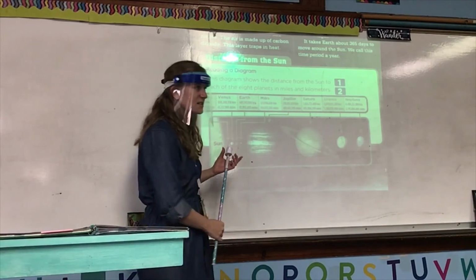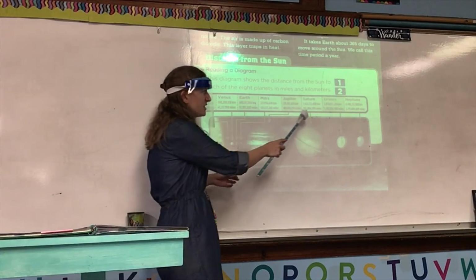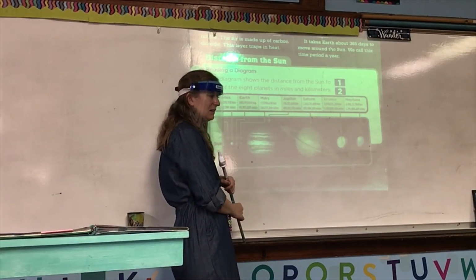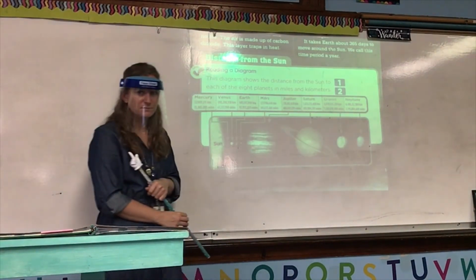1,426,100,000. No, there's no such thing as a 100,000s period. We would never ever say 100,000 at a comma. Can somebody help her out?